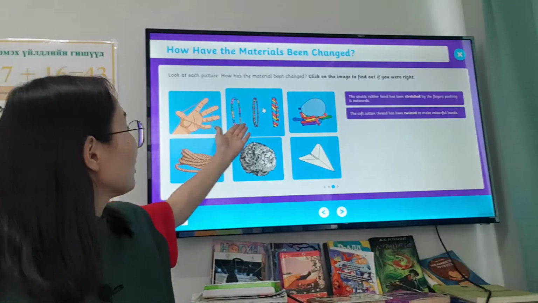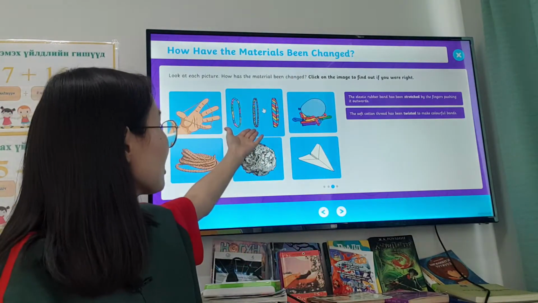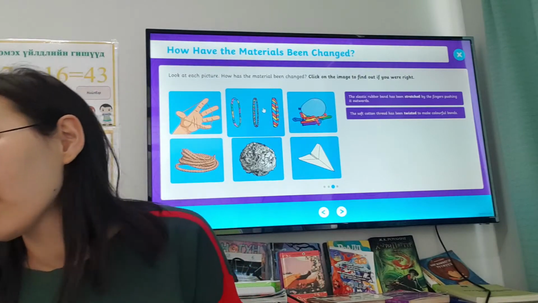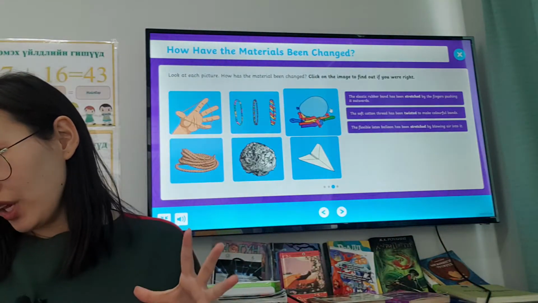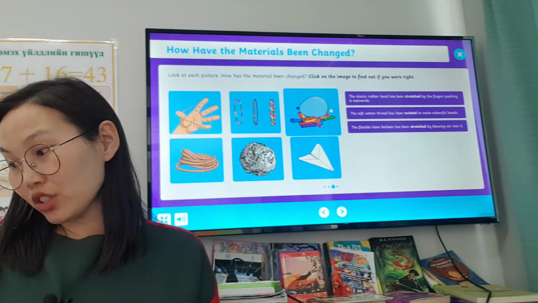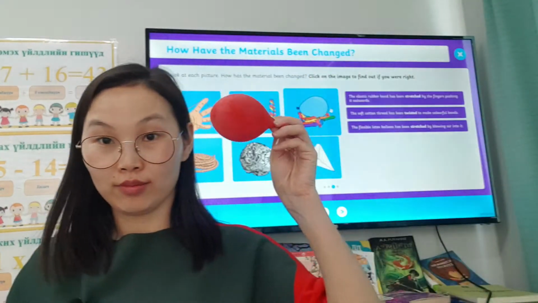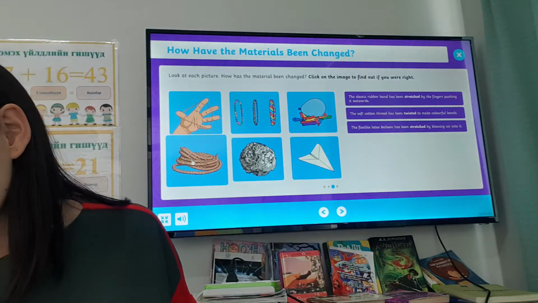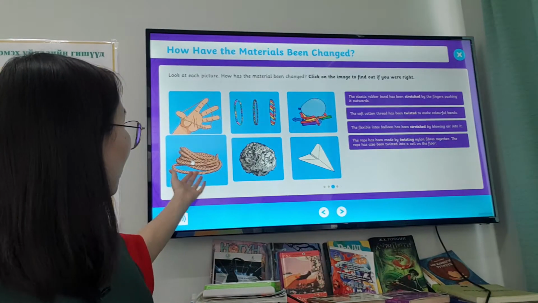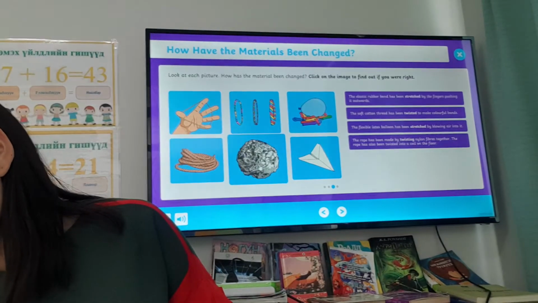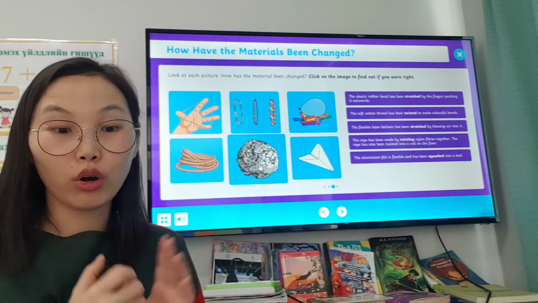Second picture is a cotton thread. You can twist it to make this kind of colorful bands. Third one, balloon. You can make it bigger. That means you can stretch it by blowing air into the balloon. And the fourth one is a rope. You can twist nylon fibers to make this kind of rope. And this one is called tin foil. So you can squash it into a ball, right?